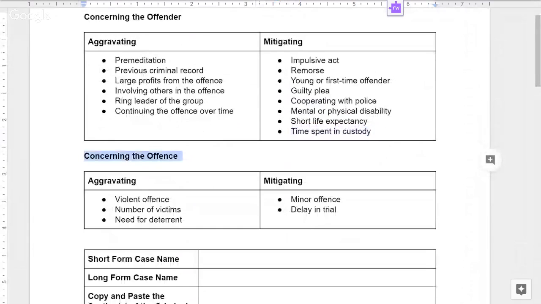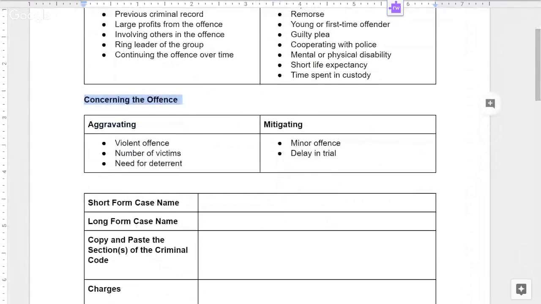Secondly, concerning the offense itself or the crime itself. Aggravating factors, or again, factors that may make the sentence more severe. Was it a violent offense? How many victims? There's also something called a victim impact statement. Is there a need for a deterrent, or for the judge to come down hard on this one person so it would stop other people from possibly committing that crime in the future? Mitigating. Is it a minor offense? Was there a delay in the trial? And so on.